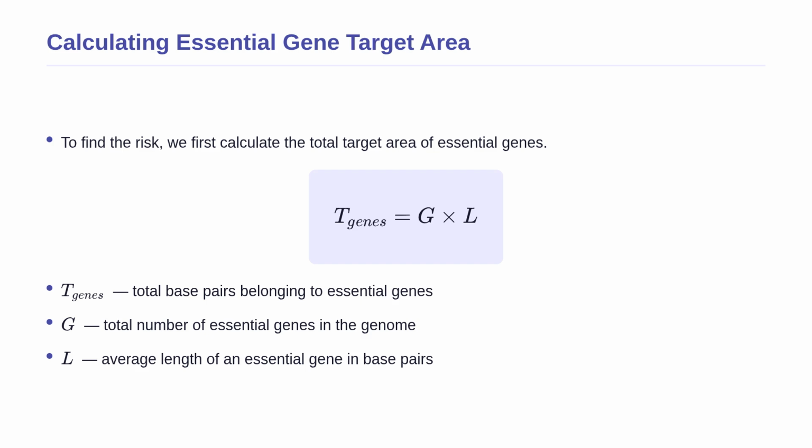In this equation, T sub genes represents the total number of base pairs in the genome that belong to essential genes. The variable G stands for the total number of essential genes present in the organism. The variable L represents the average length of each essential gene, measured in base pairs. If an organism has more essential genes, or if those genes are longer, the variable T sub genes will increase, creating a larger target for transposons to hit.